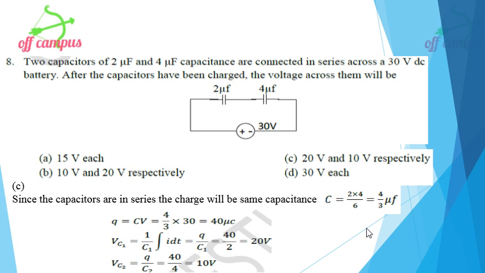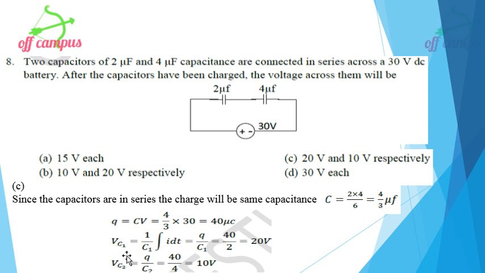Then we need to find the charge. As I said earlier, the charge will be the same whenever the capacitors are in series. So, what is the charge? Q equal to C into V. Total capacitance 4 by 3, and the voltage is 30. So, the charge will be 40 microcoulomb. So, we know the value of the charge, and we have to find the voltage drop across each capacitor.